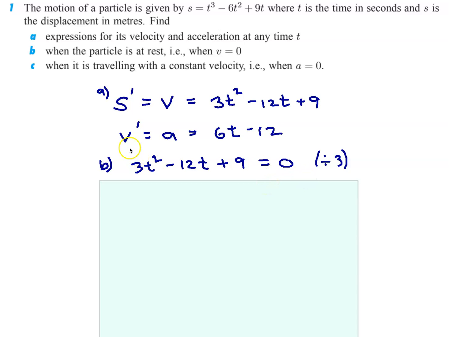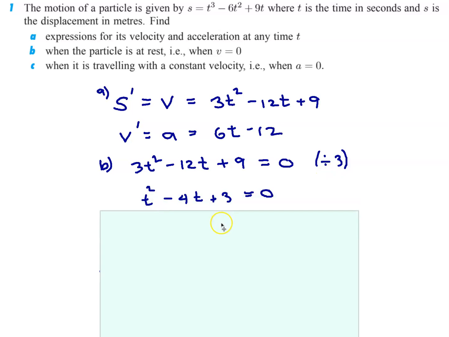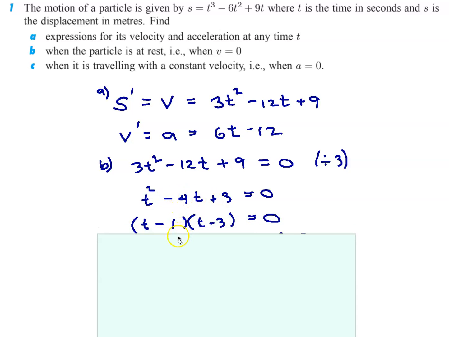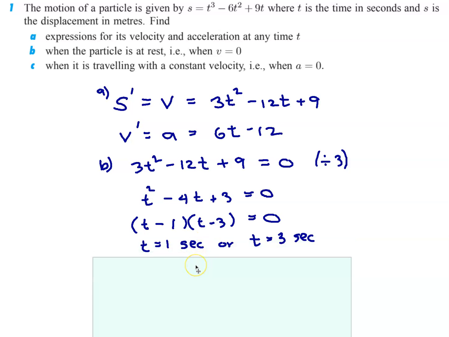So step number 1, I notice that 3 is a factor of each of those 3 numbers, so I can start by dividing by 3, which gives me that equation. Now possibly I can factorize this. What are 2 numbers that multiply to give positive 3 and add to give negative 4? The answer is negative 1 and negative 3. Negative 1 times negative 3 is positive 3, and negative 1 plus negative 3 is negative 4. And that means the particle is at rest after 1 second and after 3 seconds.